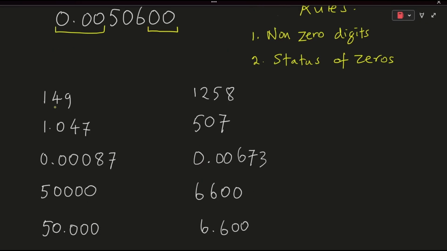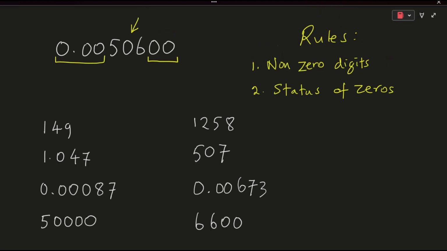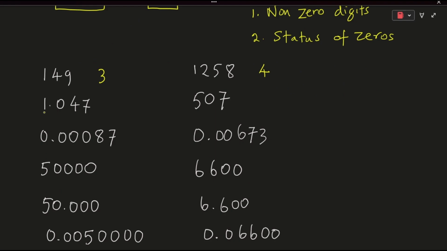Now, the figure 149 has 3 non-zero digits. And as a rule, all non-zero digits are significant. So 149 has 3 significant figures. Now, 1358 has 4 significant figures. It has 4 non-zero digits. Now, with 1.047, we have 3 non-zero digits and a 0 in here. Now, when the 0 comes in between 2 non-zero digits, it makes it significant. So we have 4 significant figures over here.